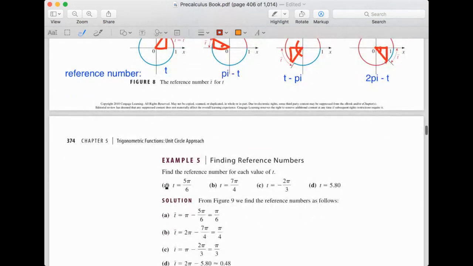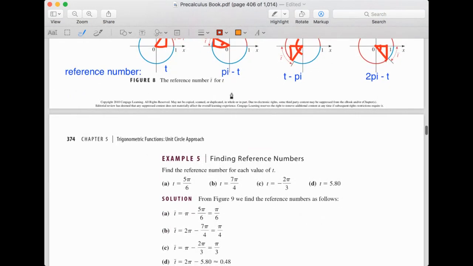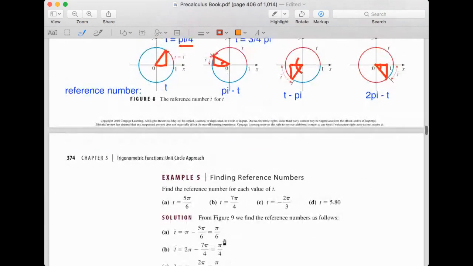For the first one, A, we figure out it is in the second quadrant. We just use pi minus the angle, and we get pi over 6. So this angle is pi over 6, the angle inside this triangle.